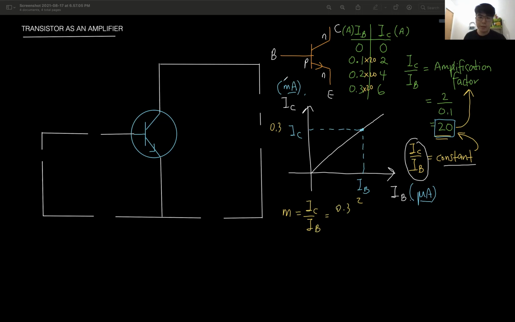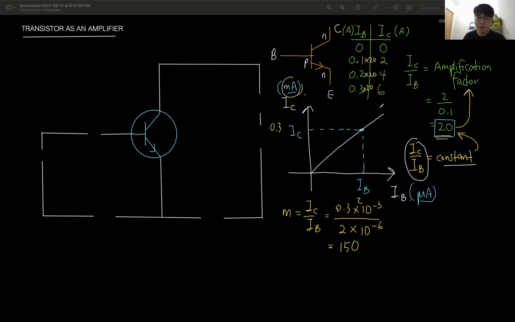Don't forget the unit. This is what? Milliampere. You have to change it. Times 10 to the minus 3, divided by this 2 times micro, so 10 to the minus 6. Divide this, and we get around 150. So that's 150, no unit. It's a 150 amplification factor. So meaning that the current in the collector circuit output is 150 times larger than the current in the input.